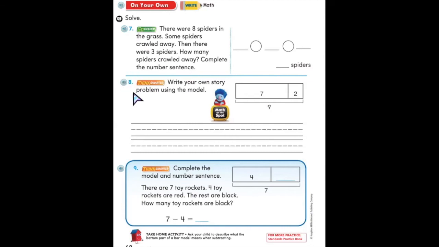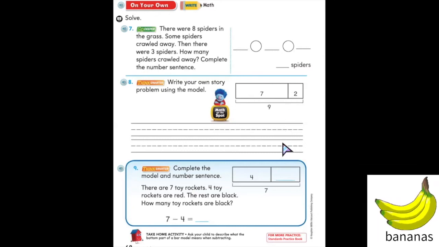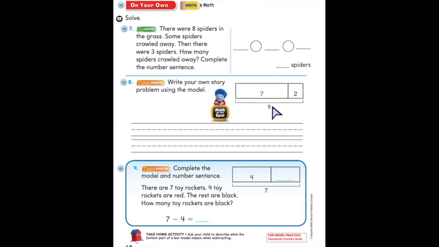Number 8 says, write your own story problem using the model. So you're going to write your own math story using these numbers in the bar model. You're going to use the whole, 9. You're going to use one part, 7, and you're going to use the other part, 2, to write a story. It can be about apples, bananas, unicorns, cookies, whatever you want, just as long as you're using these numbers. 9 as the whole, 7 and 2 as the 2 parts.